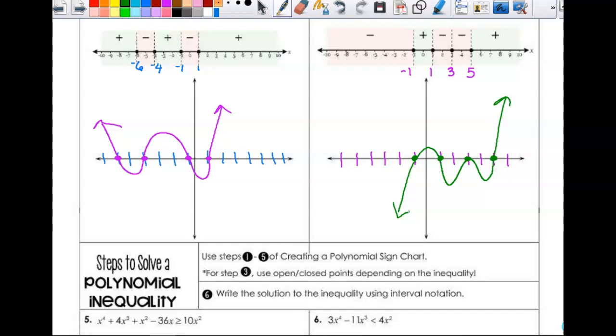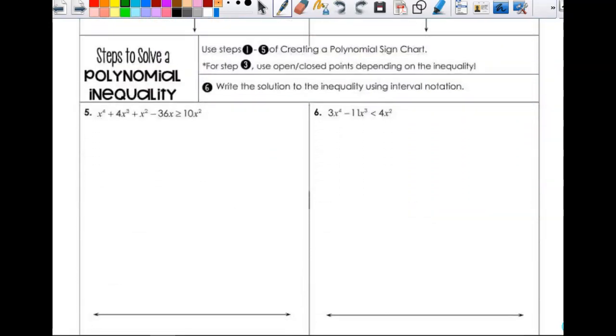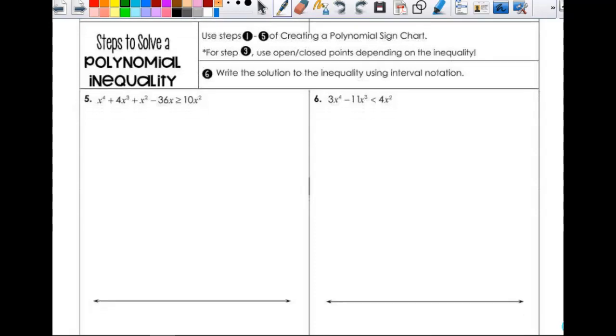Beautiful. Now, let's look at how this is going to help us solve an inequality. Still going to make a number line. Basically we do the same thing. Use steps 1 through 5. For step 3, we used open or closed points depending on the inequality. So we didn't really even put points on the other ones. They're intercepts, so we could have. But here, if it's open, it gets an open circle. If it's included, then it gets a closed circle. So you just got to pay attention to that.